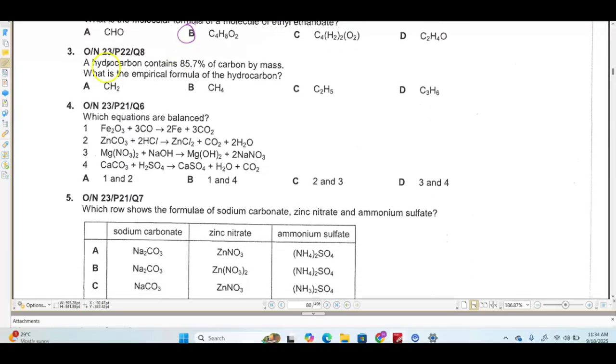Question number 3. A hydrocarbon contains 85.7% of carbon by mass. What is the empirical formula of the hydrocarbon? Okay. If you need to find the empirical formula, there is a step-by-step procedure for that. I'll just guide you through it, and there are many questions in this topic where we need to find the empirical formula and then the molecular formula as well. So we are going to do it so many times that you are going to get a hold of the concept as well as the method. Okay. I'll try to be as straightforward as possible and make it as easy for you as I can.